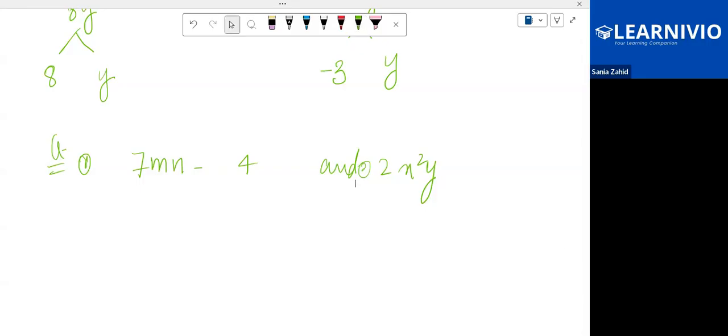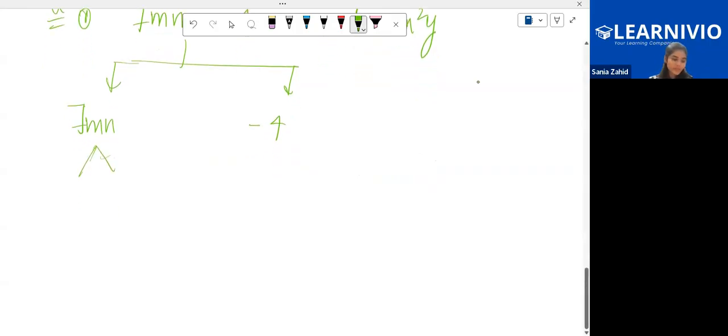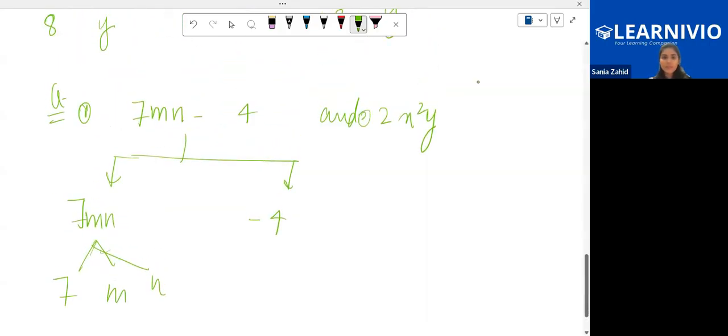Okay, Mana. So the answer for this will be, first you have 7mn minus 4. So what are the terms for this? 7mn and minus 4, not 4. Minus 4. And the factors are 7, m and n. Then for this, minus 4, same thing, it remains the same.